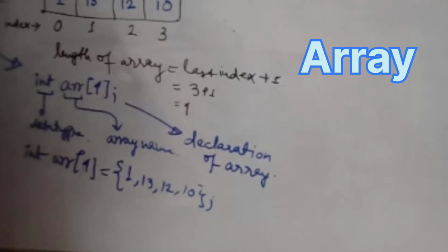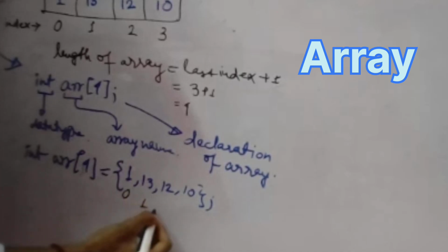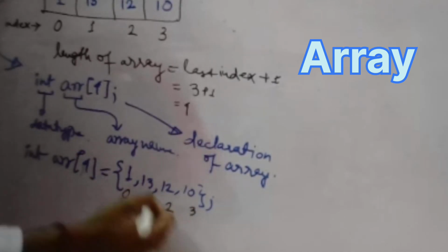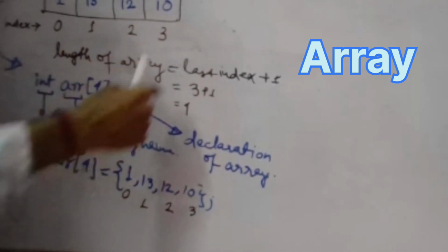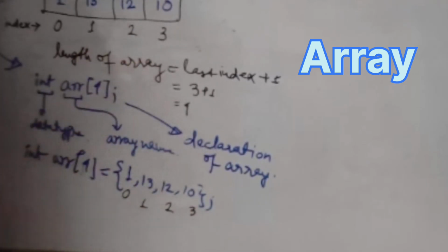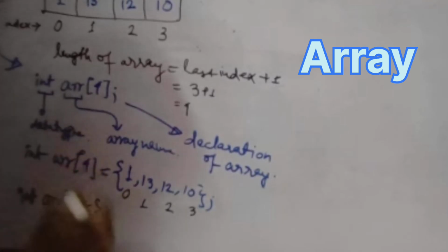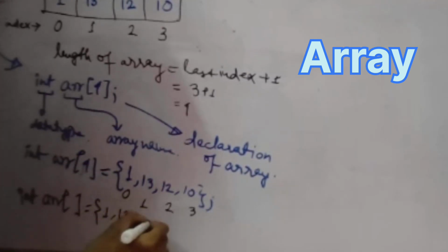So this is the 0 indexed value, this is the 1 indexed value, this is 2, and this is the 3 indexed value. Something like that. We can also initialize in another way, that is int arr[] = {1, 13, 12, 10}.